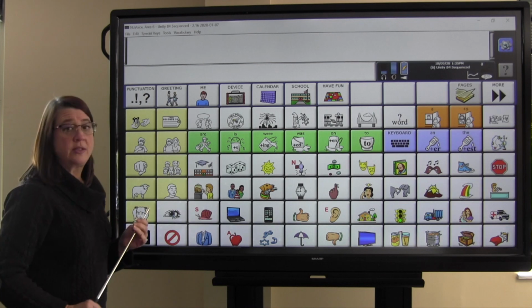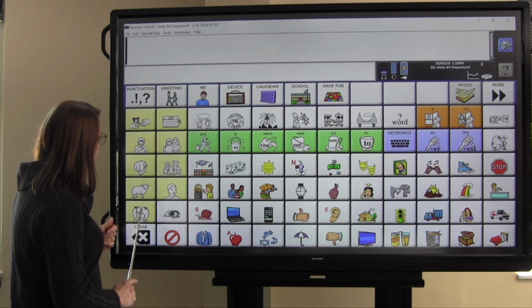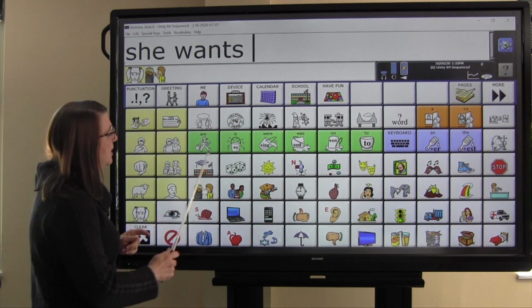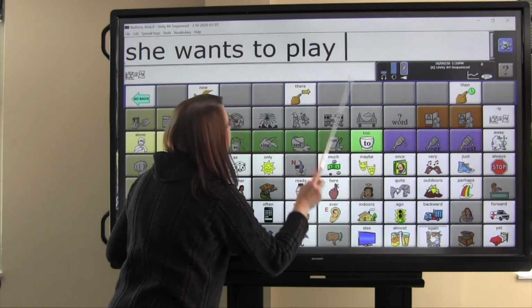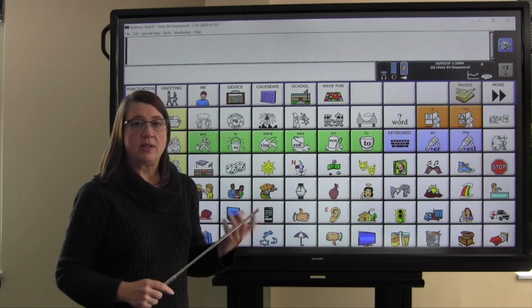Or she wants to play again. Now we didn't learn this one specifically, but I can go to the one icon. She wants to play again. She wants to play again. Let's take a look at some other ones.